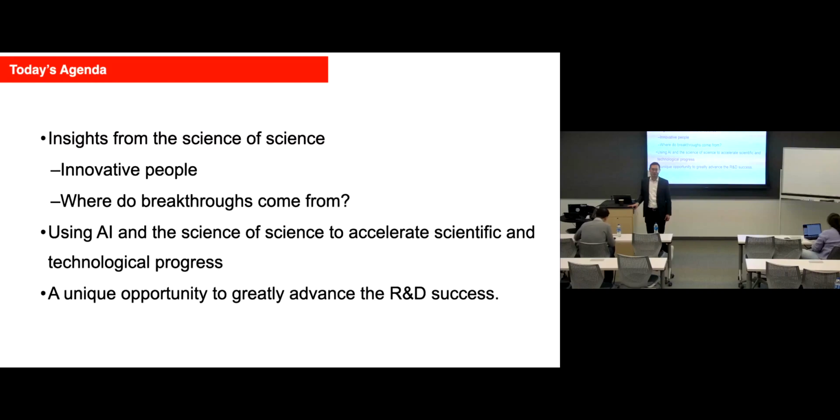And then I'm going to touch briefly at the end on some new projects we're starting. The basic idea is, given what we have learned in the science of science over the past 10 years, what we want to do in the next 10 years is to think about how we use AI and all these insights to accelerate scientific and technological progress. This is something we're just embarking on now, and we really need a lot of help, especially from people who are technically proficient. And what I hope to illustrate to you is, in my view, with the science of science, what lies ahead of us appears to be a unique opportunity to greatly advance R&D success. So hopefully that will come across as a message.